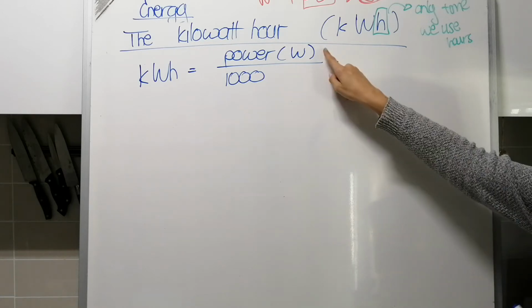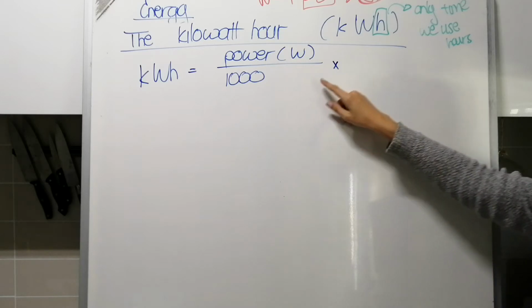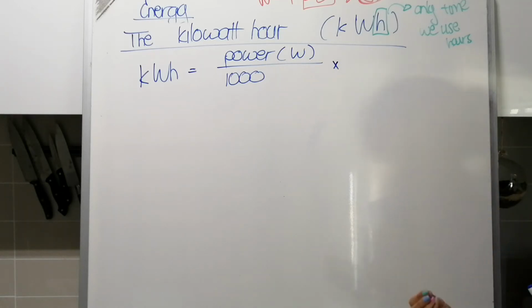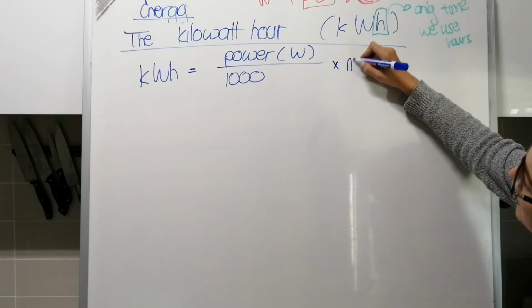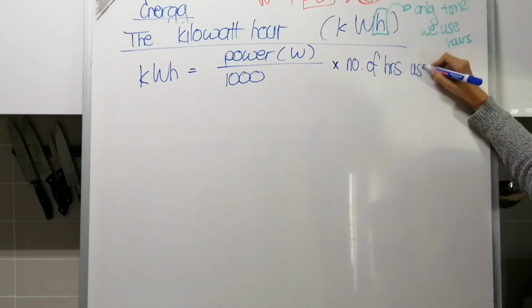So you take the power, convert it into kilowatts, and then to make it kilowatt hours, you multiply it by the number of hours that that thing is in use for. So you multiply it by the number of hours that it's being used for.